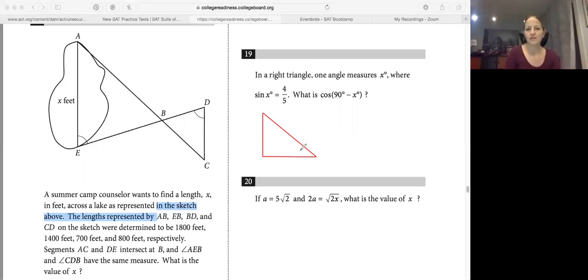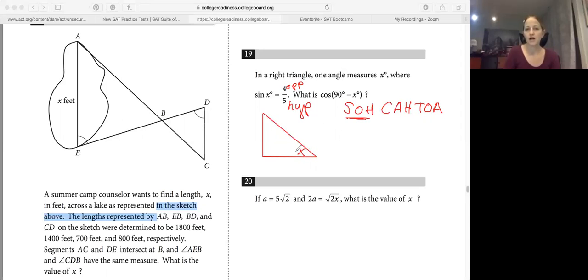Okay, so sine x. And remember back to SOHCAHTOA. So sine is opposite over hypotenuse. So that means 4 is my opposite measurement and 5 is my hypotenuse.